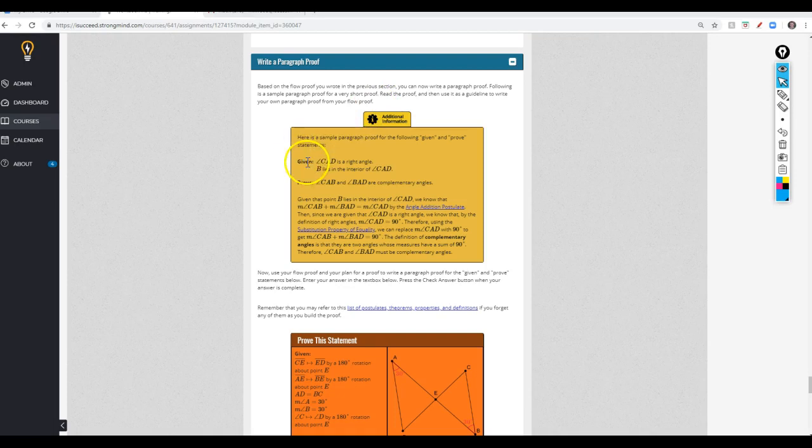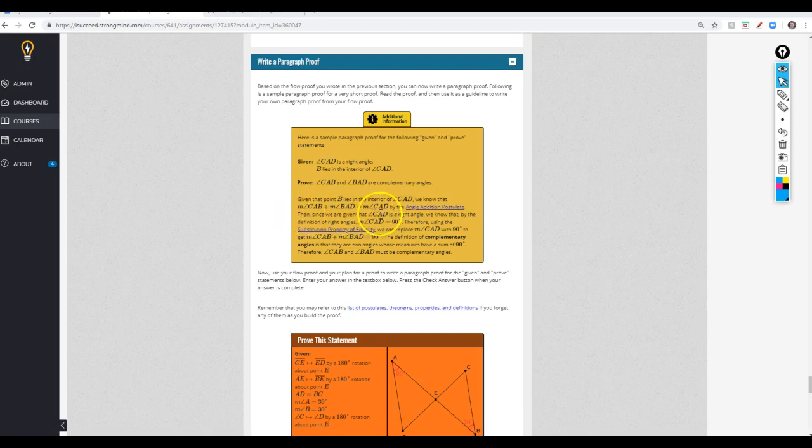So here's the sample. Given that angle CAD is a right angle and that B lies in the interior of angle CAD, prove that angle CAB and angle BAD are complementary angles. Given that point B lies in the interior of angle CAD, we know that the measure of angle CAB plus the measure of angle BAD equals the measure of angle CAD by the angle addition postulate.